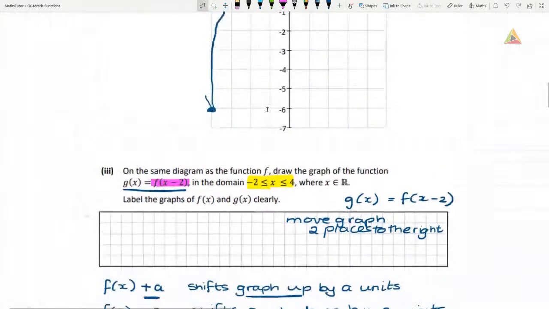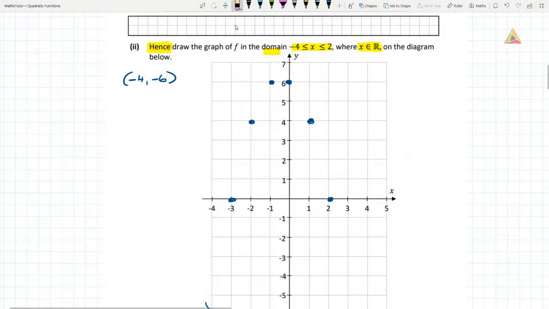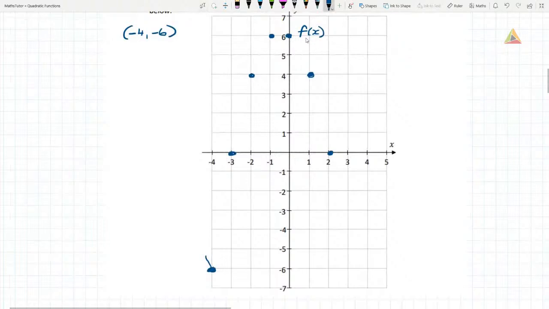So we have to label our graphs f of x and g of x carefully. So this is a very messy looking f of x here. So I'm just going to rub out the actual messy lines, but we would label that that was f of x. We're now going to move all of our points 2 places to the right. So that's what this told us to do. So we'll just pick a different color and we're going to move them all 2 places to the right. So this one down here is going to move 2 places to the right and ends up here. This one here, which was minus 3, 0, is going to move 2 places to the right and it ends up here at minus 1, 0.